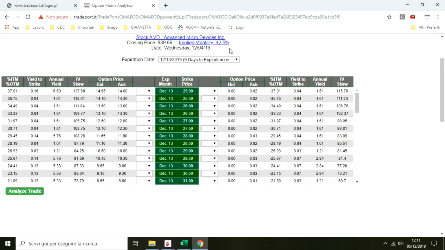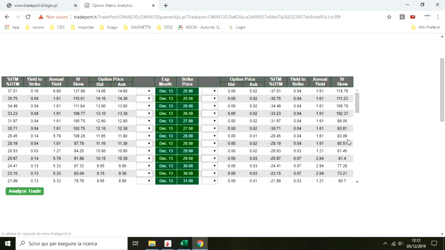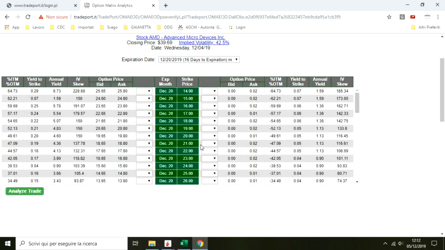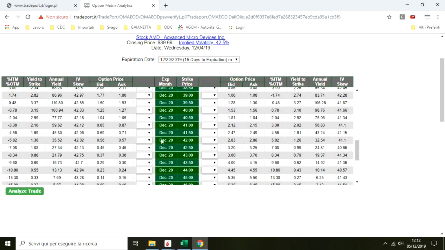Implied volatility, 42.5%. The chain is marked to yesterday's closed price, December the 4th, 2019. Expiration date, the 20th of December. Let's wait for the chain to load. Here we go. So we were looking for the call 42. Here I cannot show the strikes, doesn't matter. 42, it's here: 0.56, 0.57, bid and ask.